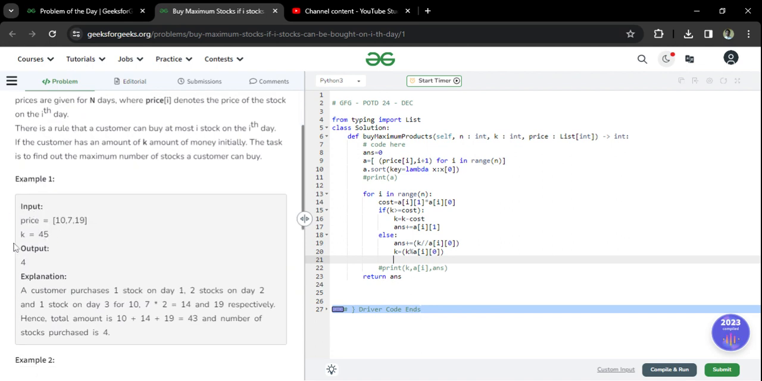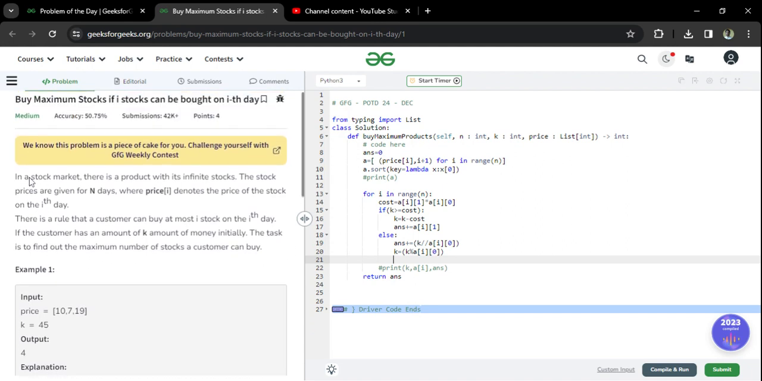As you can see, we have two inputs and we have to return an integer output. We are given a price array and an integer k. Let's see what the question is. In a stock market, there is a product with infinite stocks. The stock prices are given for n days, so basically the length of the array price is n. The price of i denotes the price of the stock on the ith day. So these are prices basically.